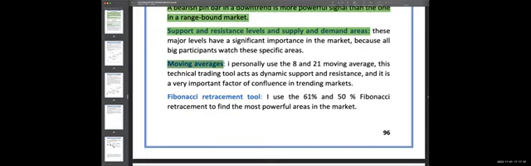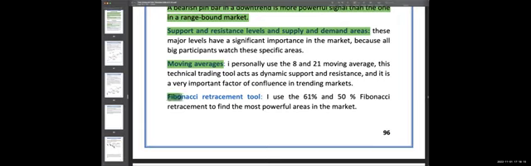Then the third aspect is moving averages. I personally use the 8 and the 21. You remember I mentioned some people use 2. So you can see now the author uses the 8 moving average and the 21 moving average. This technical trading tool acts as a dynamic support and resistance, and it is a very important factor of confluence in trending markets. Again, moving averages are only used when the markets are trending. If you try to use moving averages on a ranging market, you will get confused, or most of your setups won't play out.